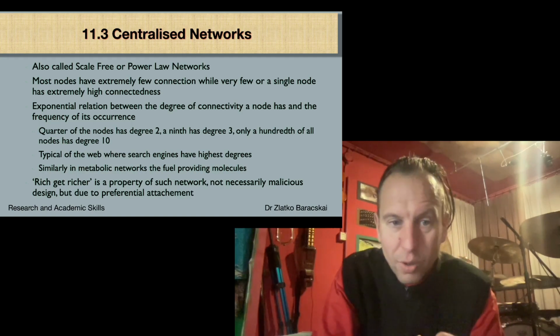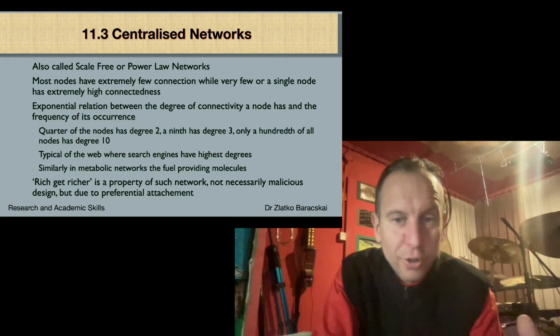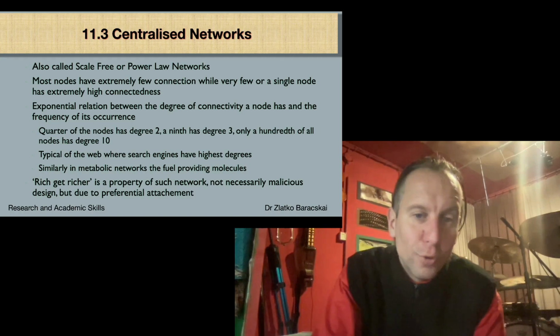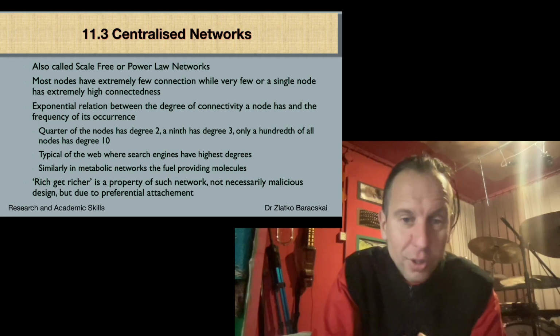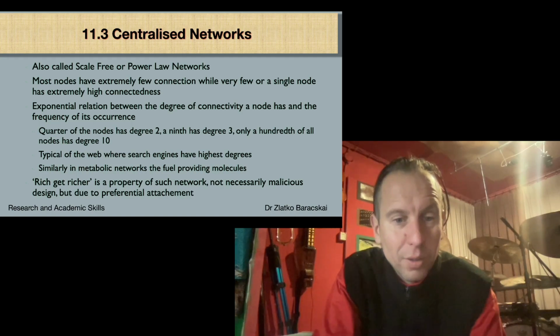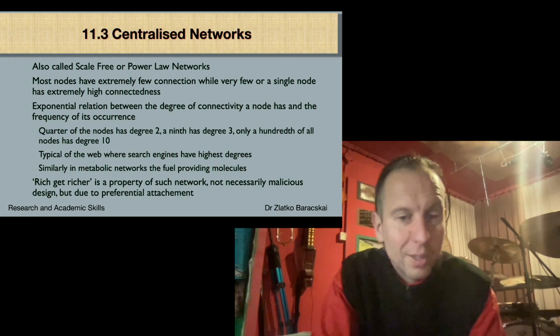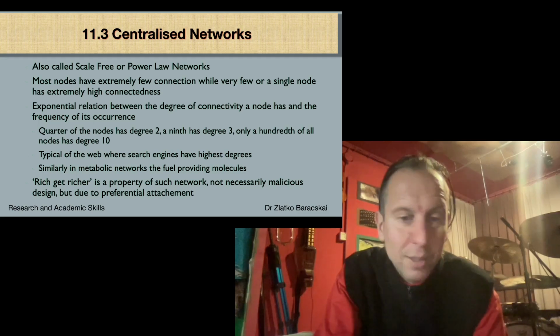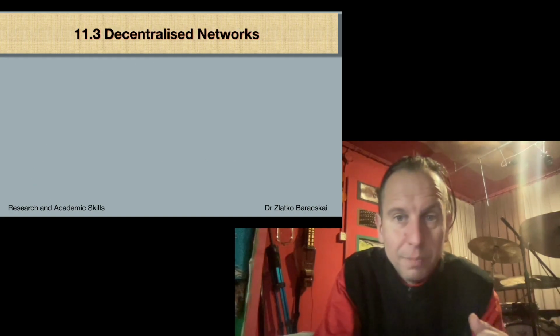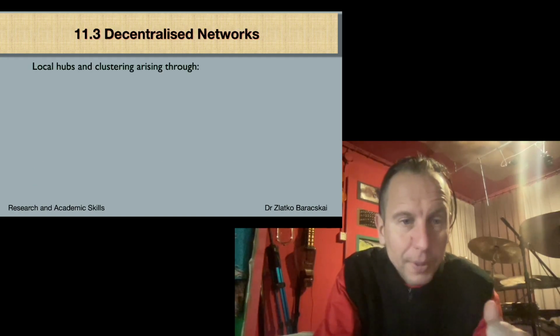So the nodes with larger connectivity will increase their connectivity as the network develops. Nodes with lower connectivity will potentially reduce their connectivity as the network evolves. So you get this separation as a property of a network rather than a responsibility of a node.